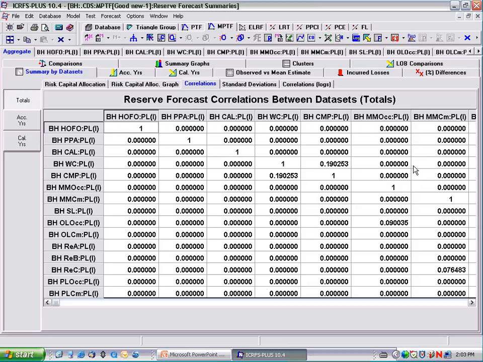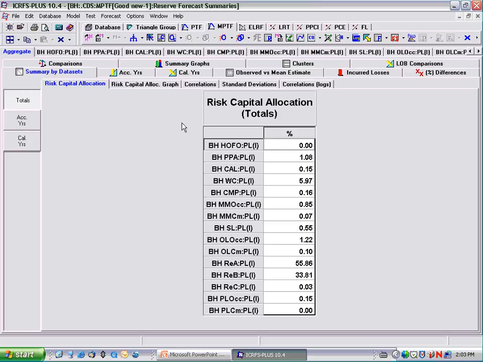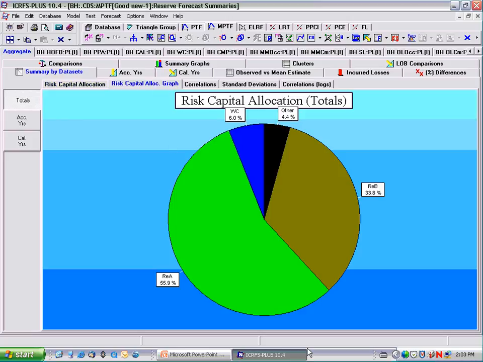All right, what other statistics do we want to look at? Okay, so let's look now at risk capital allocation. So risk capital allocation, it depends on a covariance formula, and let's look at a graph of risk capital allocation. So most of the risk capital allocation depends on a variance covariance formula.